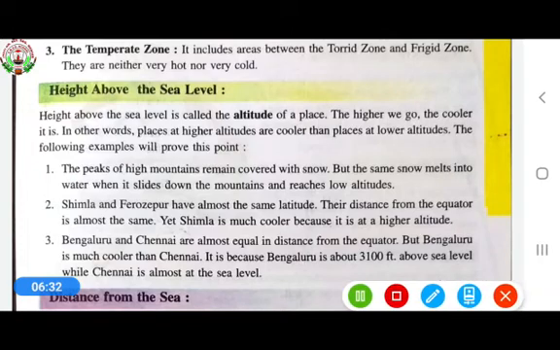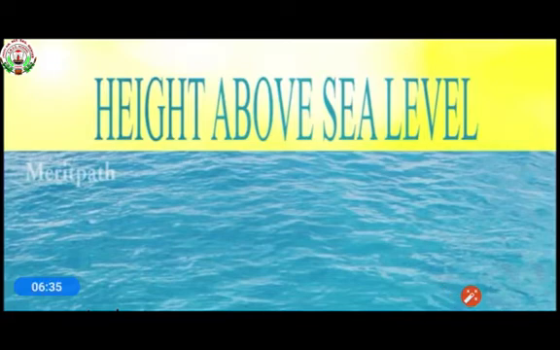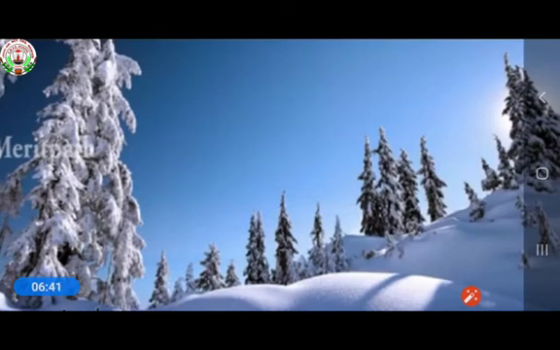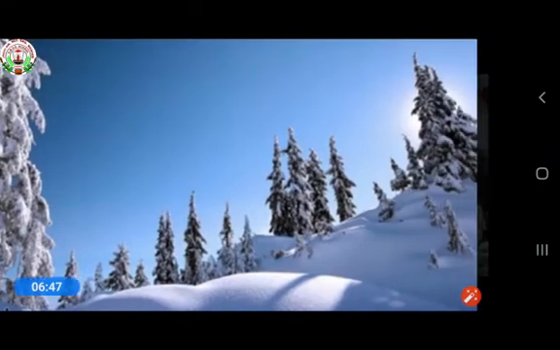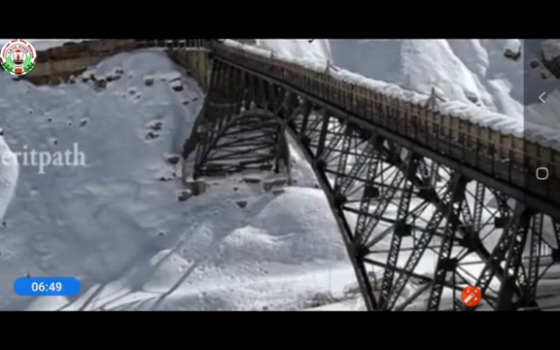Now, students, look at this. Height above the sea level. The peaks of high mountains are covered with snow throughout the year. Thus, the higher a place is from sea level, the cooler is its climate.